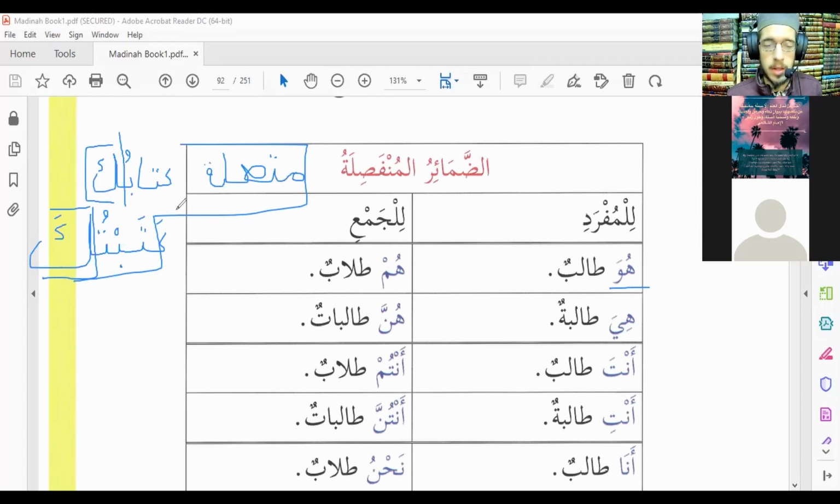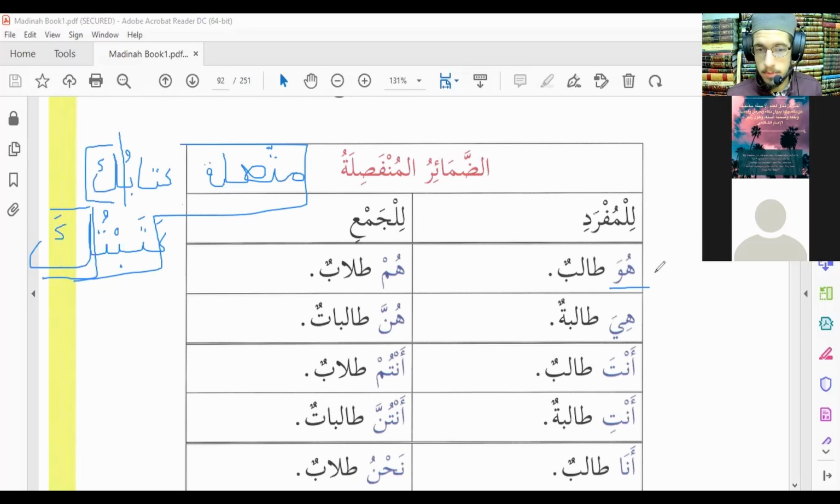And the same thing with all the other forms: for his, كتابه, كتبته. Or if we wanted to say to her, كتابها, كتبتها, etc. All the pronouns are the same. So in Arabic grammar, we say they are متصلة. They are attached. As opposed to these right here, الضمائر المنفصلة, which from the English lens are the subject pronouns.